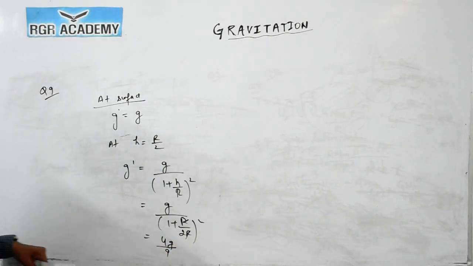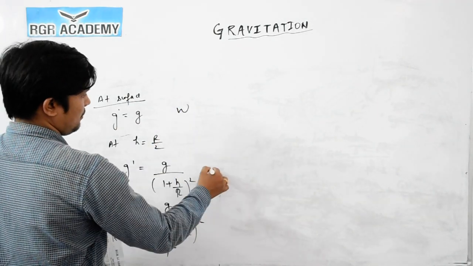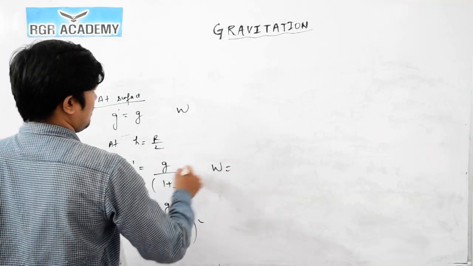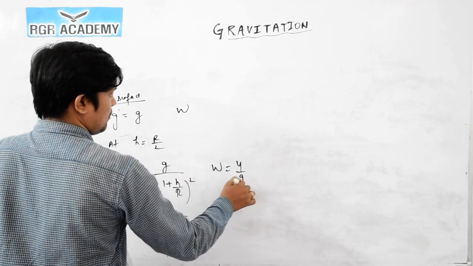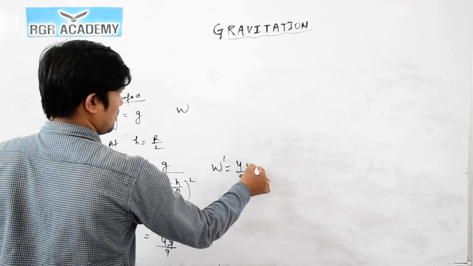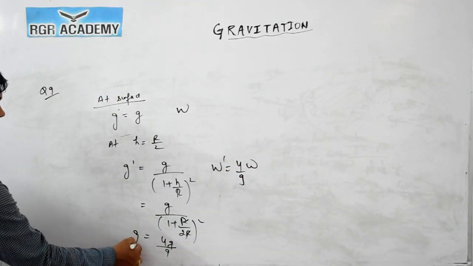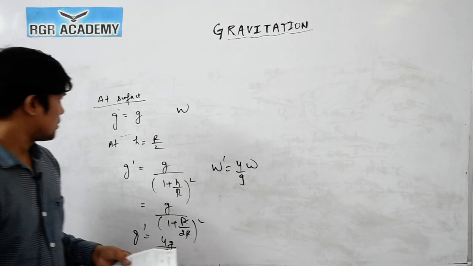Okay. So if the weight on the surface is W, then we can say that the weight at the height h will be 4 by 9 times of W, because g dash is equal to 4g by 9. So it will be equal to 4 by 9 times of W. Now question number 10.